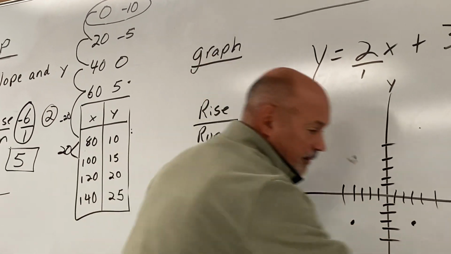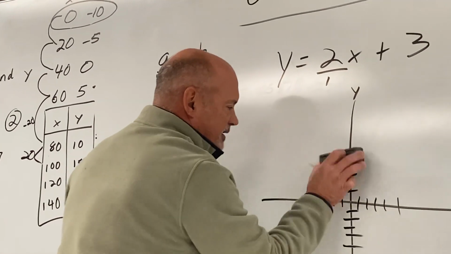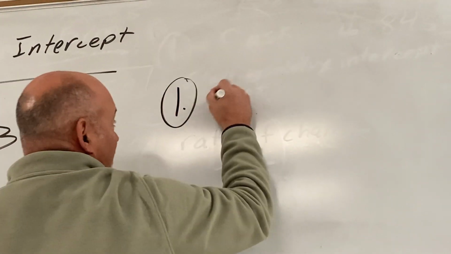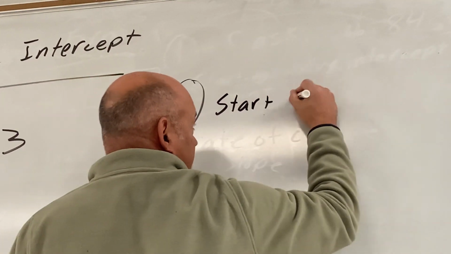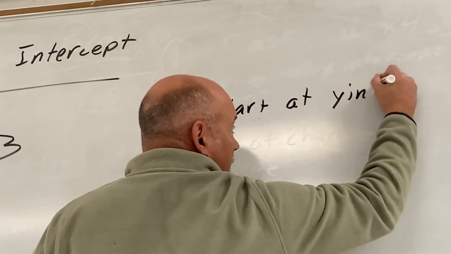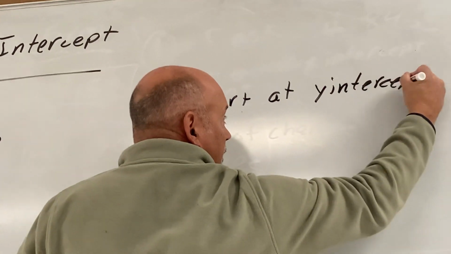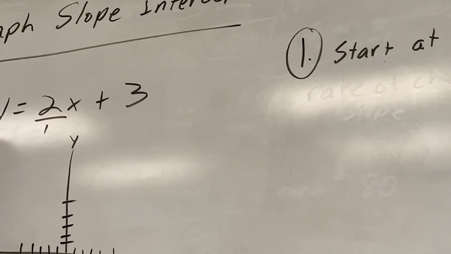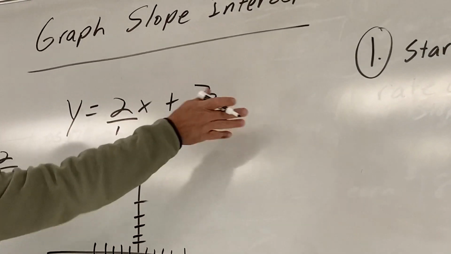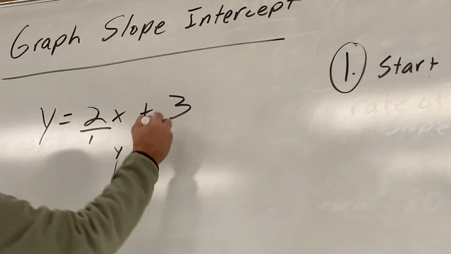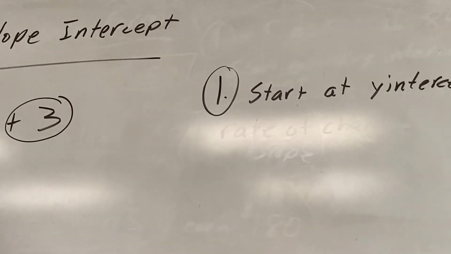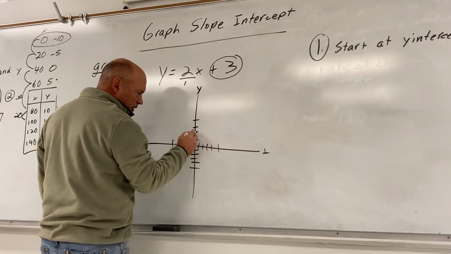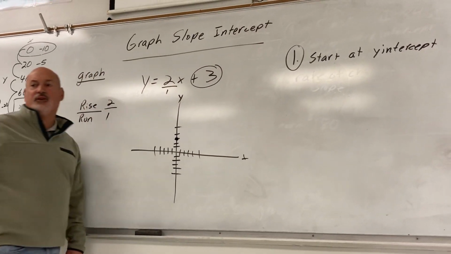What do y'all want to start with? Step 1. Start at the y-intercept. What is the y-intercept, Aaron? What number? 3. So we're going to start at the y-axis on positive 3. 1, 2, 3. Right here. Put a point. There's our first point.